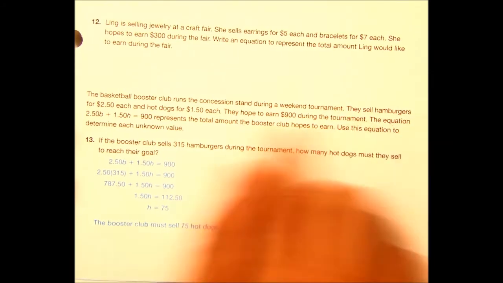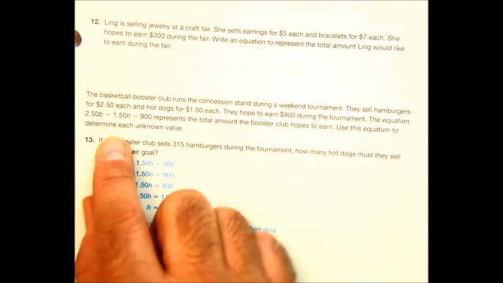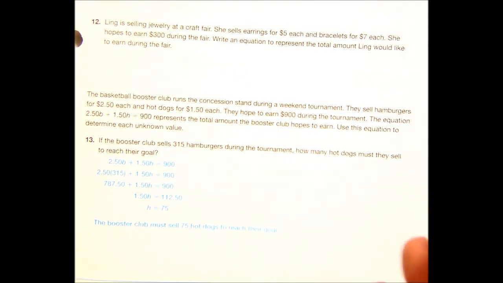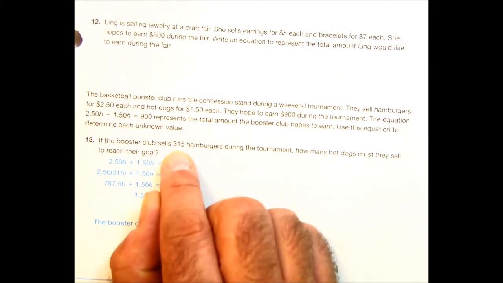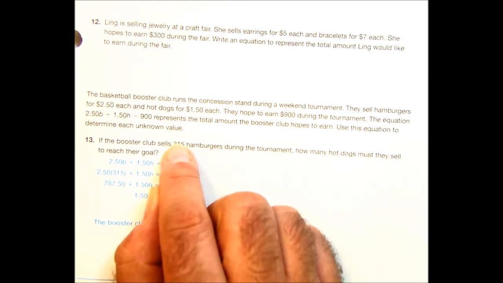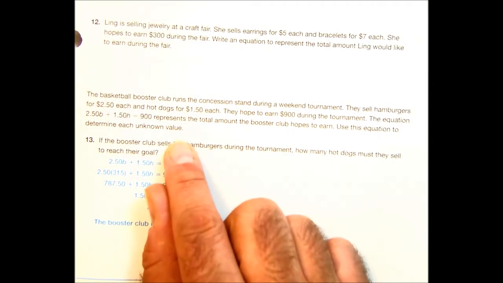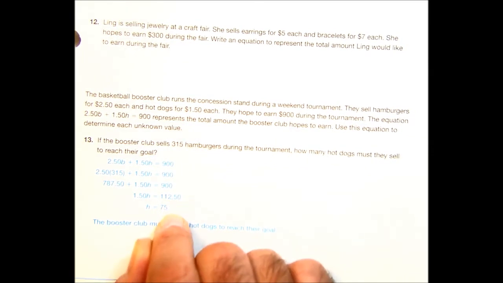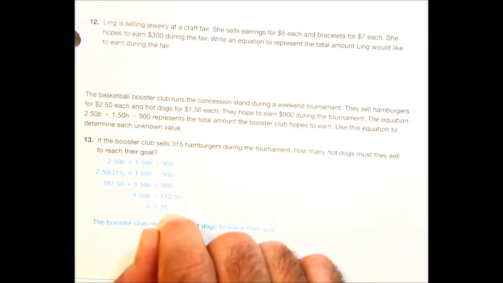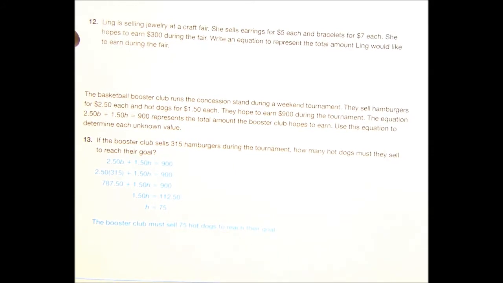And they even give you the equation. So we're going to use this equation to find the unknown amount. We should have been able to write the equation, but they even gave it to you. So now if the booster sells 315 hamburgers, I'm replacing the X, which is hamburgers, and putting in 315, and then I'm going to solve to see how many hot dogs. Then of course, my answer is in a sentence. The Booster Club must sell 75 hot dogs to reach their goal.